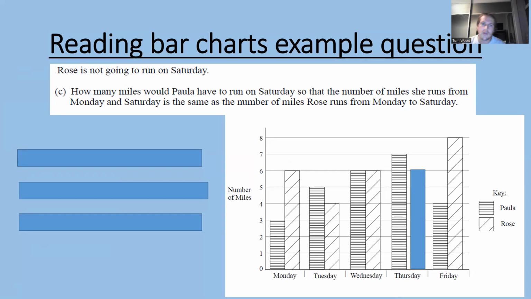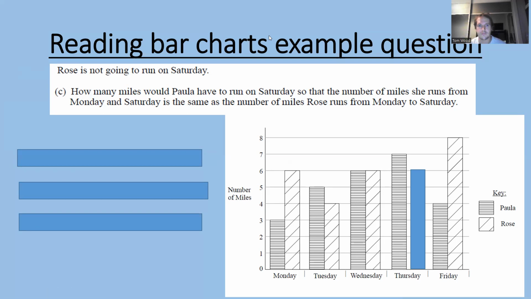So we've got Rose is not going to run on Saturday. So our graph there goes from Monday to Friday. So on Saturday, Rose is not going to run. How many miles would Paula have to run on Saturday so that the number of miles that she runs from Monday to Saturday is the same number of miles that Rose runs from Monday to Saturday? Quite a long worded problem there. Essentially, it's just saying how much further has Paula, or how much further has Rose run, really. But they've, again, worded it in a bit of a different context. So have a little bit of a go, have a little bit of a think, and then pop me over some answers when you think you've got them.